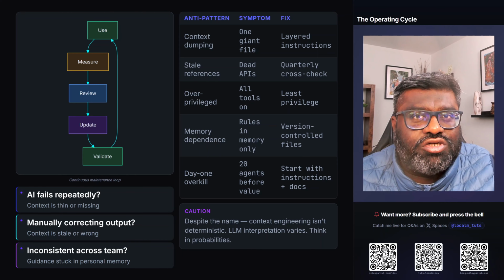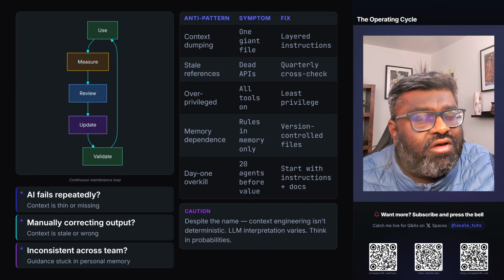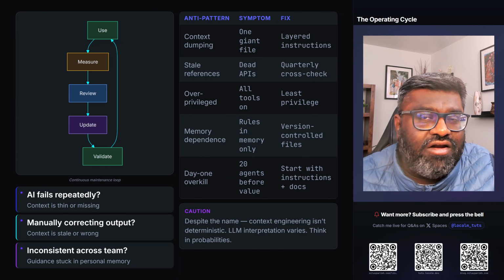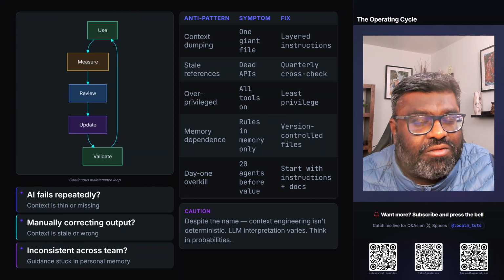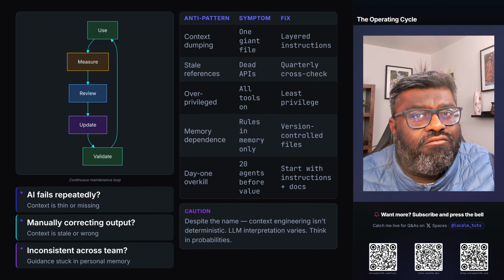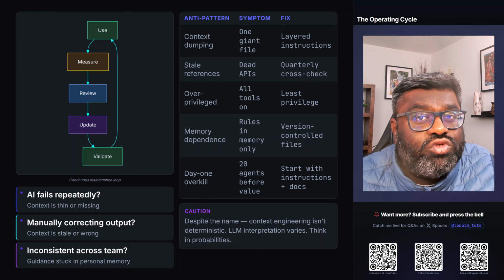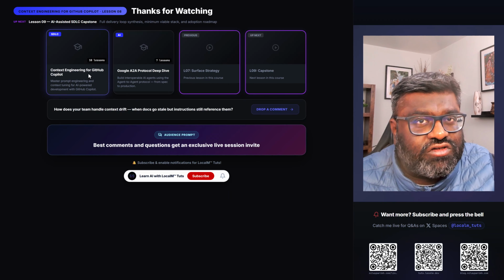One important caution, which I like from Martin Fowler: despite the name context engineering, trust me, it isn't guaranteed engineering. The execution depends on the LLM's interpretation. It's non-deterministic. So thinking in probabilities is actually the attitude everyone needs to develop. Choose the right oversight for the job. And that's the key for success.